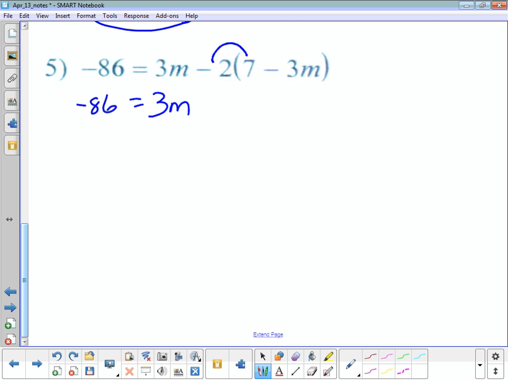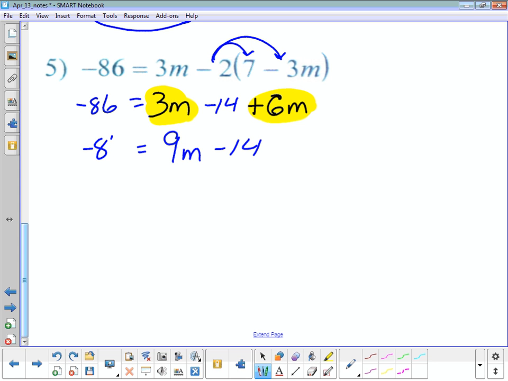So I got the -2 times the 7, which is a -14. And I got the -2 times the -3m. So they're both negative here, which means I'm going to have to add 6m. So, negative times negative gave me a positive. That's why that's a plus, and 2 times 3 is 6. Now I'm looking for like terms. Notice we got a 3m and we got a 6m, and they're both positive, so I'm going to go ahead and add those together. 3m plus 6m is 9m. And then I had minus 14 equaling a -86.